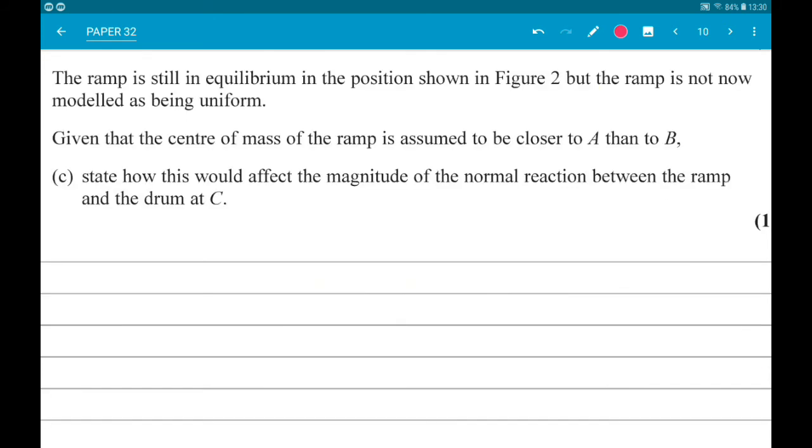Okay, the final part. Now we are assuming that the centre of mass is closer to A than B, and we want to explain what effect this would have on the normal reaction at C. So essentially then, it's now lighter where it sits on the barrel, which means the barrel needs to give a smaller normal reaction to stop the rod falling through the barrel, so the normal reaction would decrease.